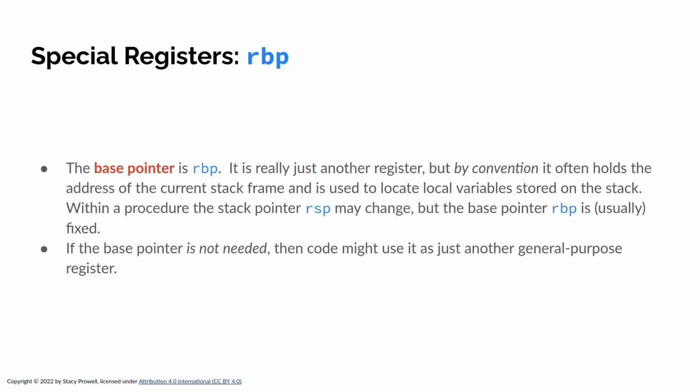The base pointer is a general purpose register that is usually used to hold the address of the base, or the highest address, of your current stack frame. So we'll talk about stack frames later on. So RBP can be used that way, and it often is, but it doesn't have to be. There's nothing special about it. You could actually use a different register in place of RBP. Just by convention, we tend to use RBP as the base pointer.